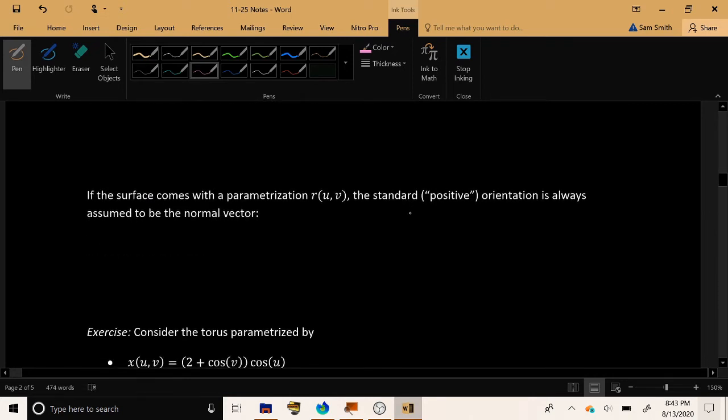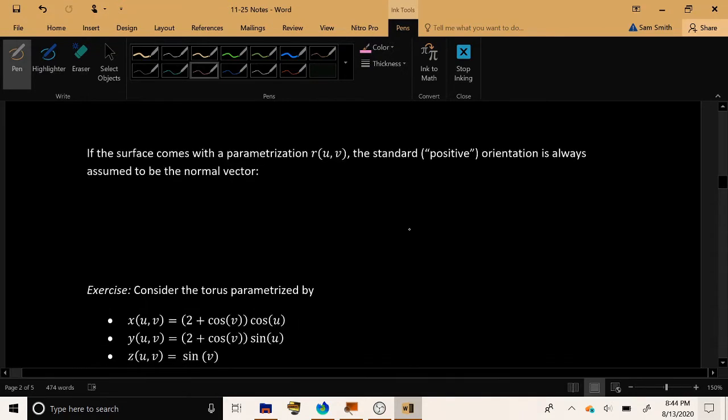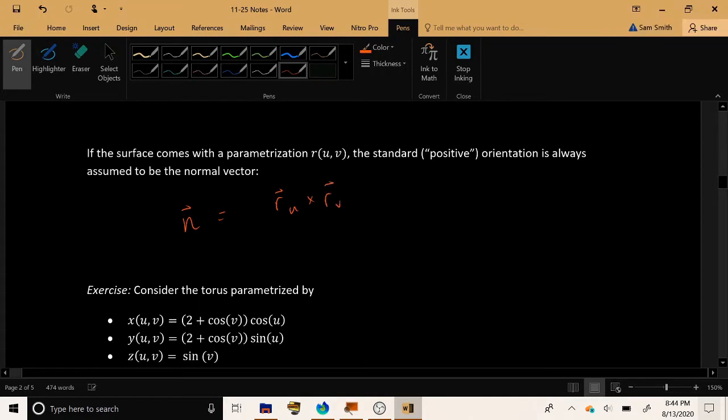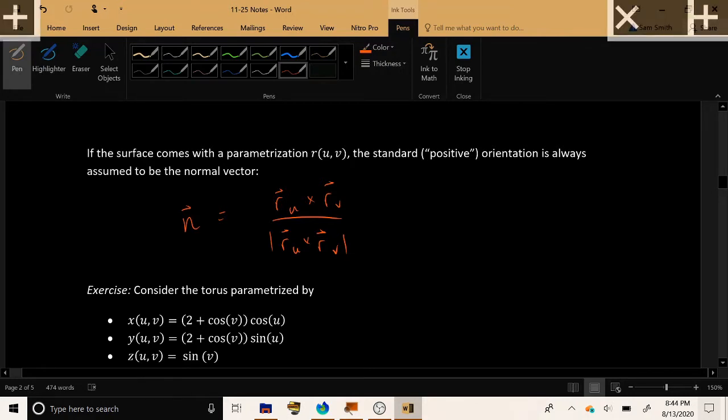Now, if your surface comes attached with a parametrization, there is a standard agreed upon orientation that always comes with that. And that's to choose the normal vector, let's call it n for short. It's this normal vector that comes from crossing r_u and r_v in the order with u first and v second. And in case this vector is not already of length 1, go ahead and divide by whatever length it happens to have. So this is the standard choice of orientation, the side, if you have a parametrization given to you.